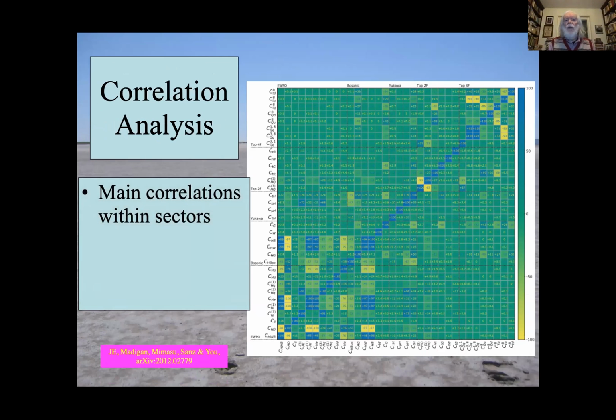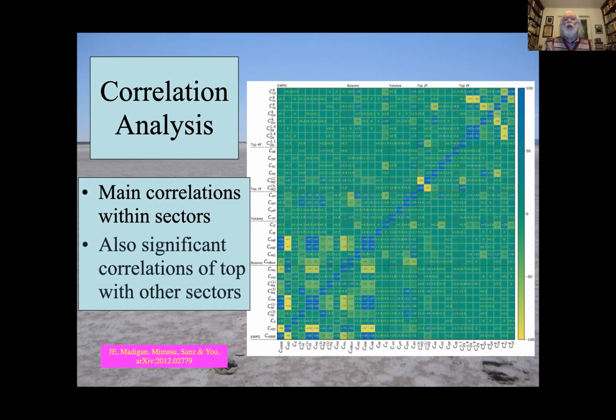Now, one of the other things that we did in our analysis was to look at the correlations between the various different operator coefficients. So you certainly see correlations within sectors. For example, up in the top right-hand side there, we see that operators involving the top are very much correlated amongst themselves. However, there are also significant correlations of the top sector with other sectors.